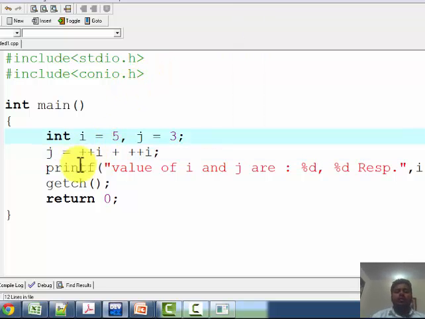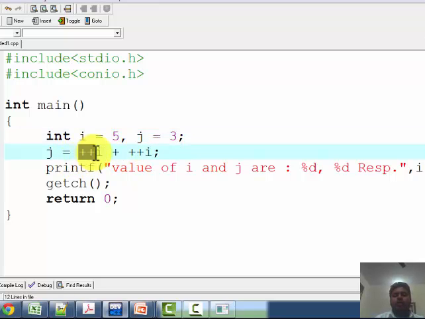So we will see this program. Initial value of i is 5 and value of j is 3. j is equal to plus plus i plus plus i, means 2 times we are using pre. According to the rule, solve the pre first. First of all, we will solve pre. How many pre are there?